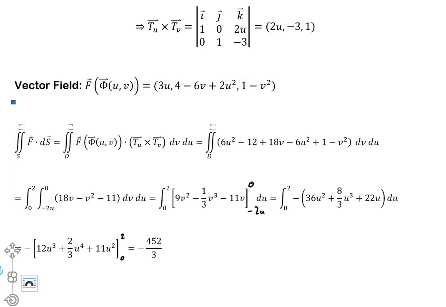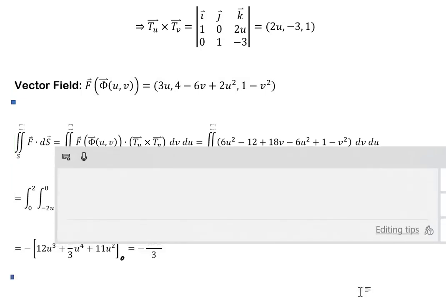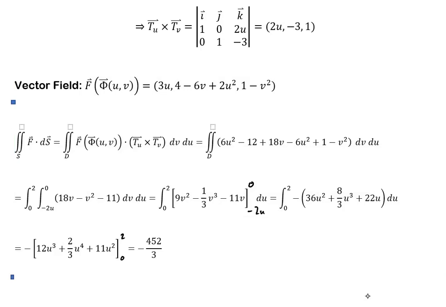The integral is 12u cubed plus 2/3 u to the 4th plus 11u squared. Take your top bound of 2, plug it in, you get 452 over 3. Take your bottom bound of 0, plug it in, you get 0. So our final answer is negative 452 divided by 3.